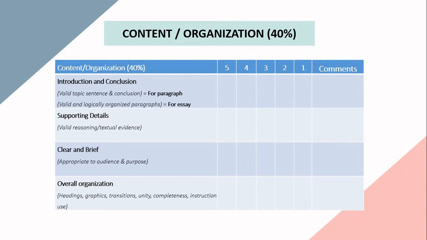Then supporting details, out of 5 again. That is the body part. Here you're going to see whether there is valid reasoning and textual evidence included in the body part. Thirdly, clear and brief. That means appropriate audience and purpose. Look at whether the content is appropriate to the audience and the purpose of writing. Then lastly, overall organization, again out of 5. Here you're going to look for headings, graphics, transitions between sentences and paragraphs, unity of ideas in sentences, completeness, and instruction use. All these are calculated under this section.